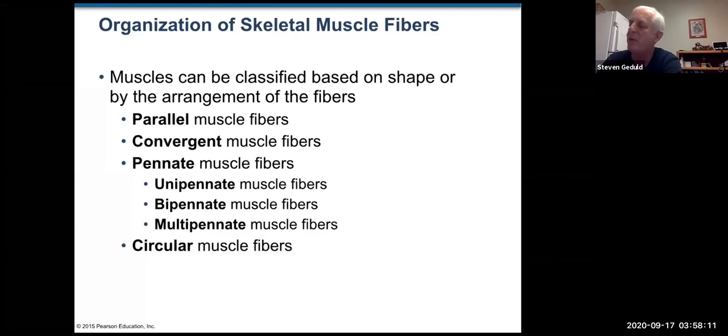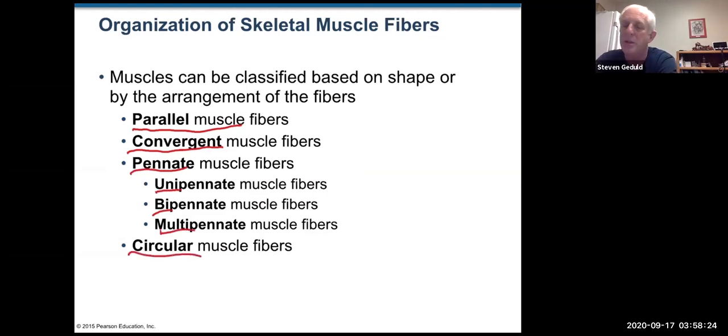We can have parallel muscles, okay, where they all run the same line. We can have convergent muscles. We can have pinnate muscles. They can be unipinnate, bipinnate, or multipinnate. Okay? And we can have circular muscles. We'll show you examples of each one of those.